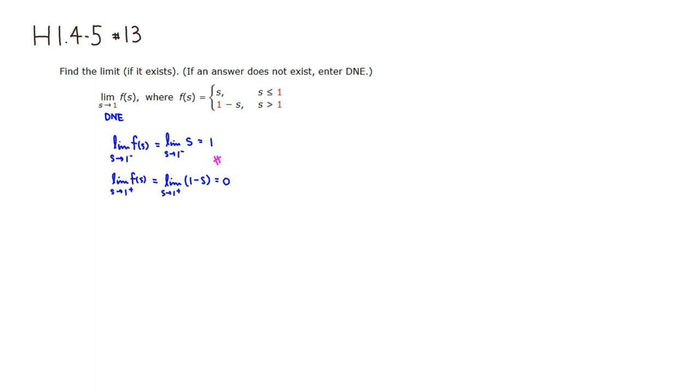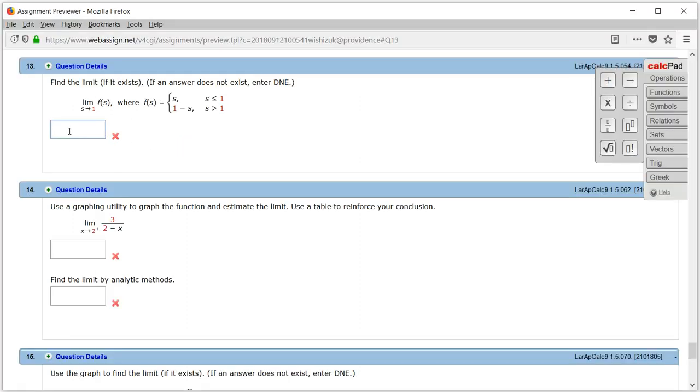So let's type it in. We have D and E. When the left-hand limit and the right-hand limit do not produce the same number, then the regular limit, the two-sided limit, does not exist.